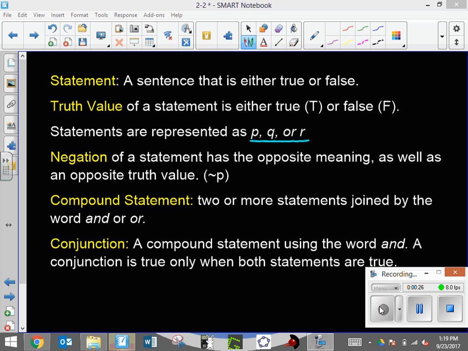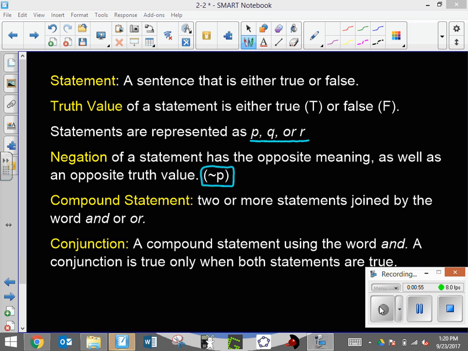Negation of a statement is going to have the complete opposite meaning as well as the opposite truth value. So if I start to say that statement P is true, then not P is going to be false. It's just going to completely change the truth value of it. We will be dealing with compound statements, so we'll have two or more statements joined by the word and or. And we're going to start with and first.